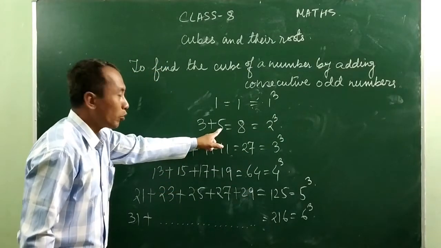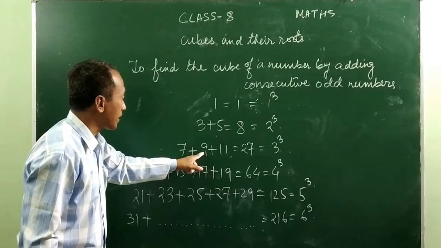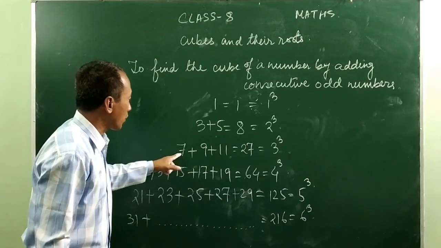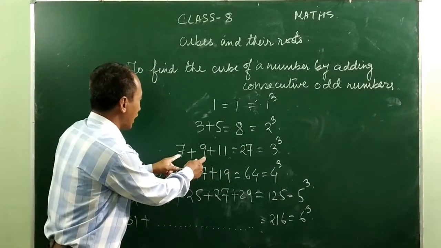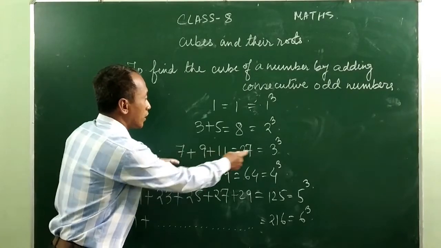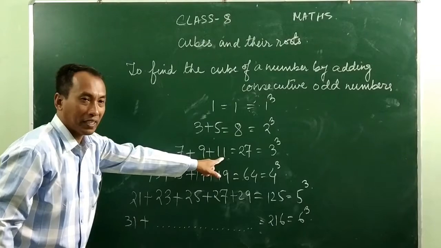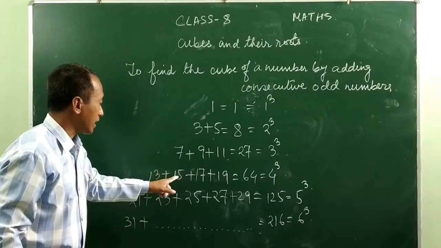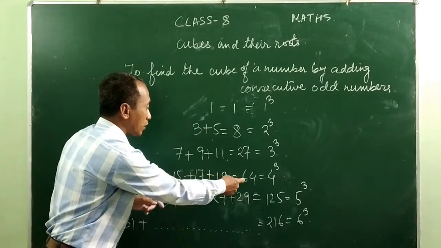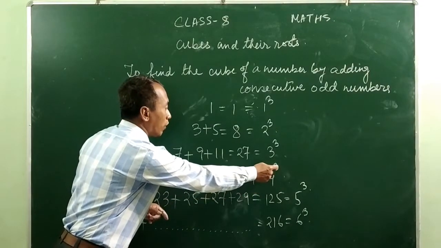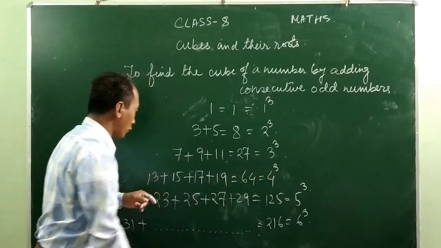What are the consecutive odd numbers after 5? They are 7, 9, and 11. The addition of these makes 27. That is 3 cube, and here we are adding 3 consecutive odd numbers. The next consecutive odd numbers after 11 are 13, then 15, then 17, then 19. The addition of all these makes 64. This is the cube of 4. Here we are adding 4 odd numbers, so it is 4 cube.